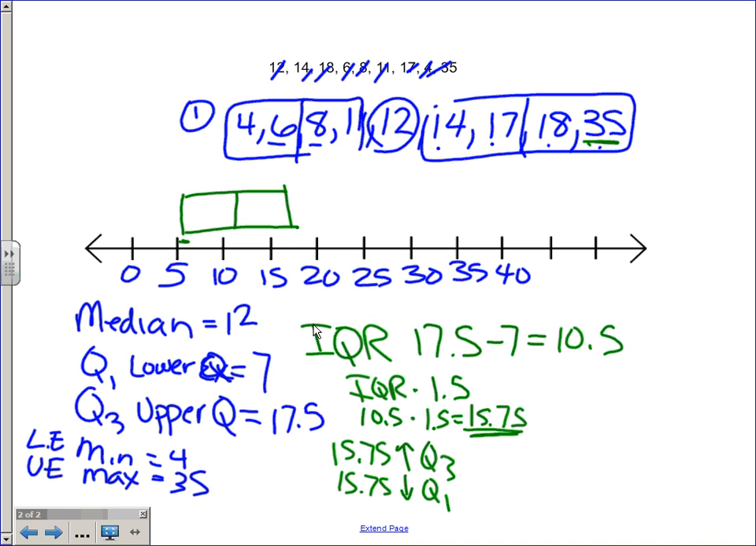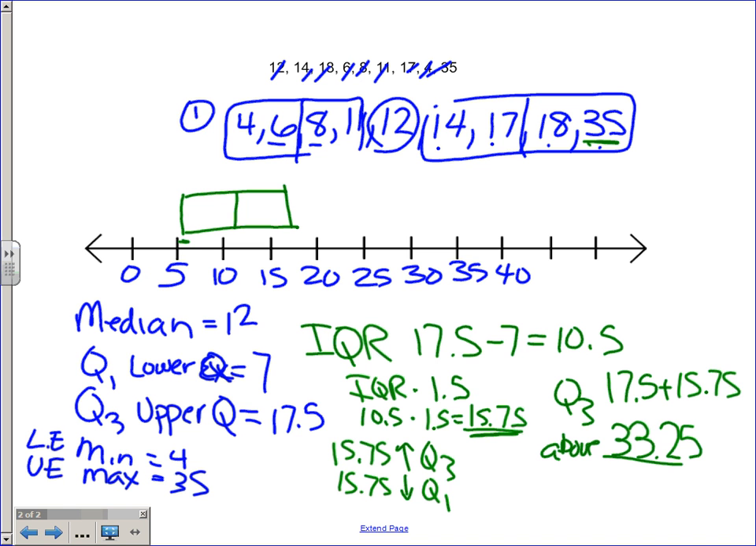I'm going to have to take my Q3, which is 17.5, and add to it 15.75. And that gives me 33.25. Anything above 33.25 is going to be an outlier. And look at this. 35 is above 33.25.